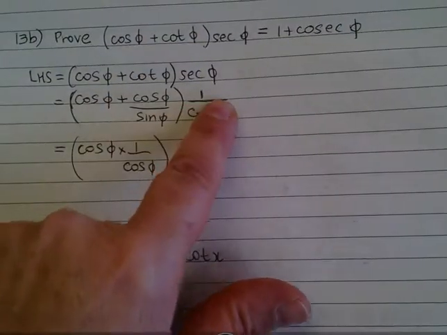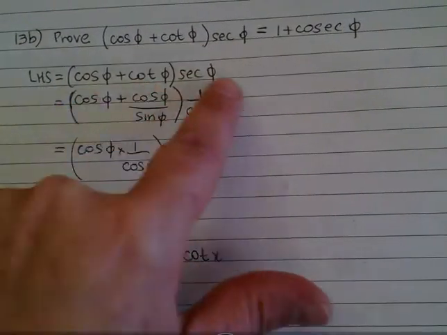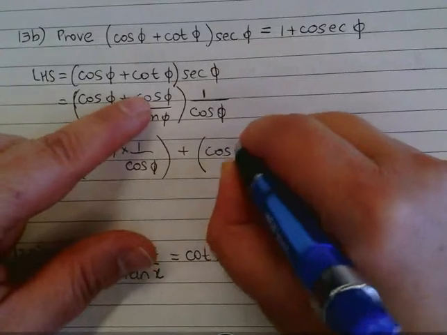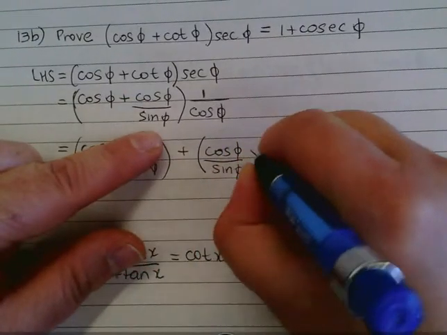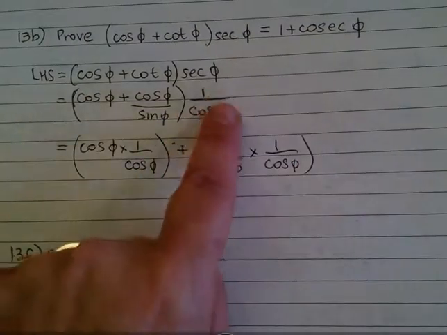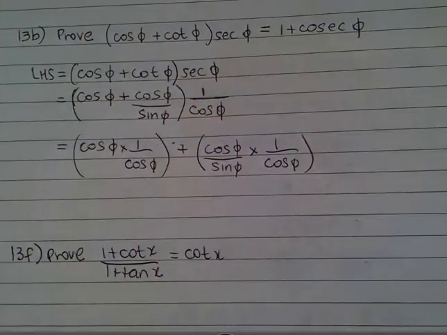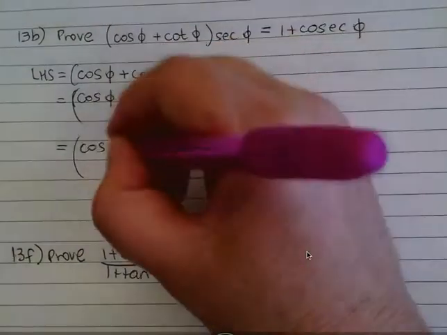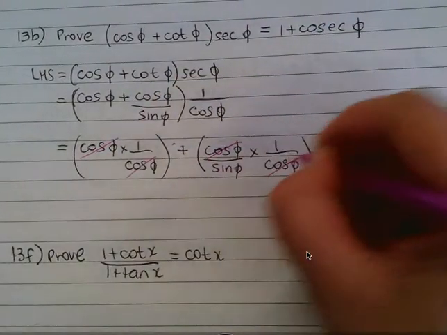So really, pretend this is at the front. So it's that times that, and it's going to be that times that. Plus this times that. Are you okay with that? So I did this on the outside times each of those. And now you can go and cancel and do whatever you want. Cos and cos and cos and cos.